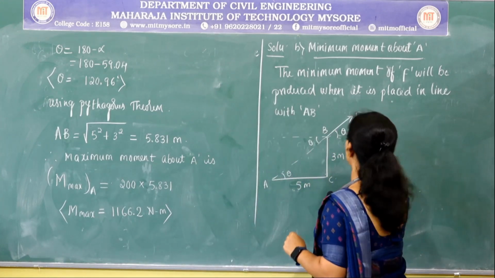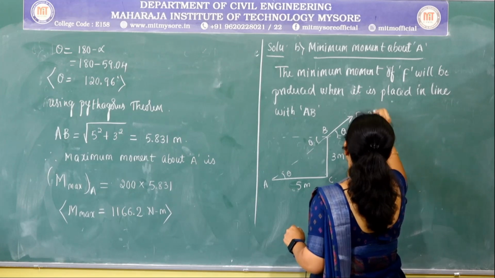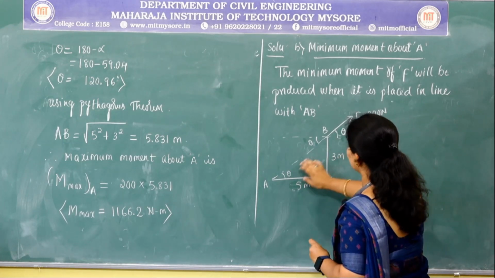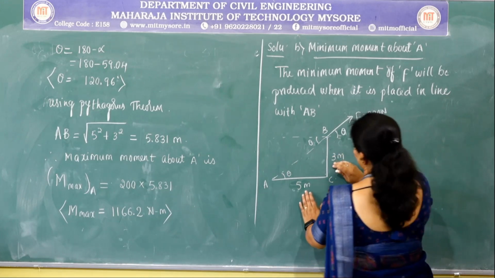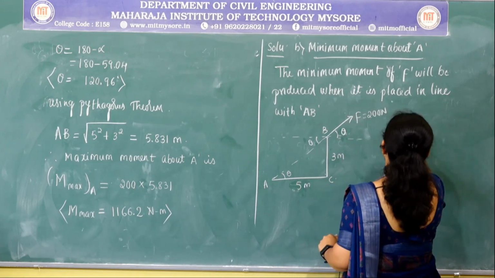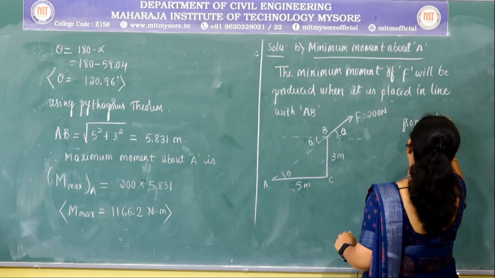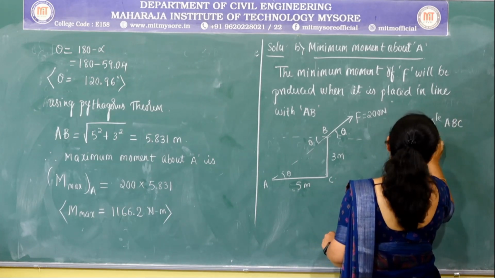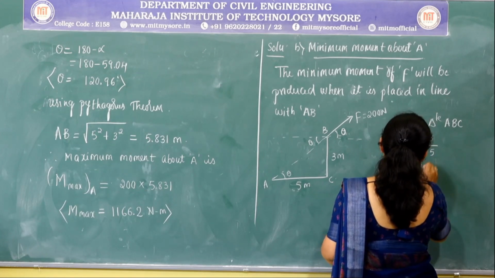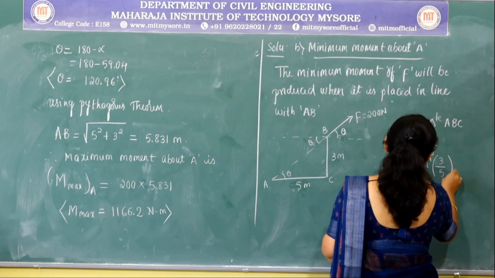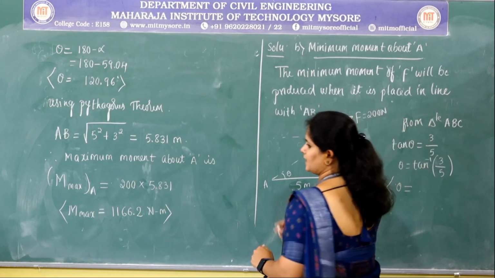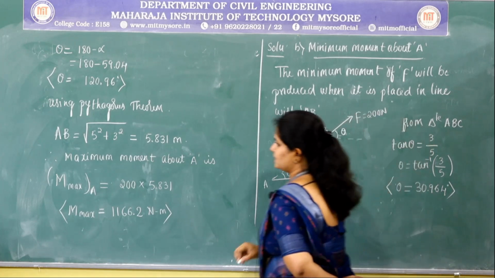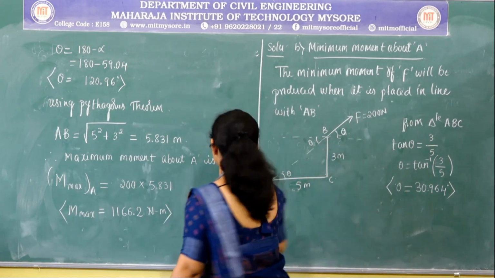So how to find out this value? In order to find out this value theta, again we shall use the distance and angle concept, that is, from triangle ABC, tan theta is equal to 3 divided by 5 and theta is equal to tan inverse of 3 by 5, and the value of theta is 30.964 degrees.